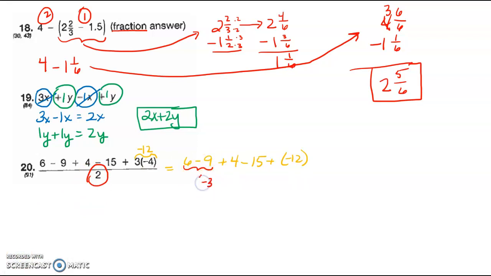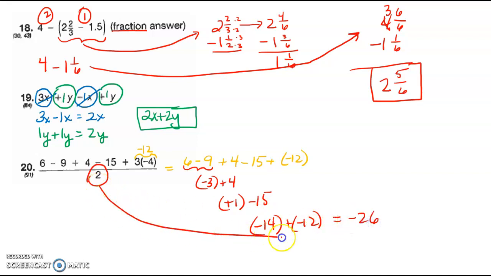6 minus 9 is negative 3. Plus 4 is positive 1. Minus 15 is negative 14. And that's going to be negative 26. Got to bring my 2 here. Negative divided by a positive gives me negative 13.